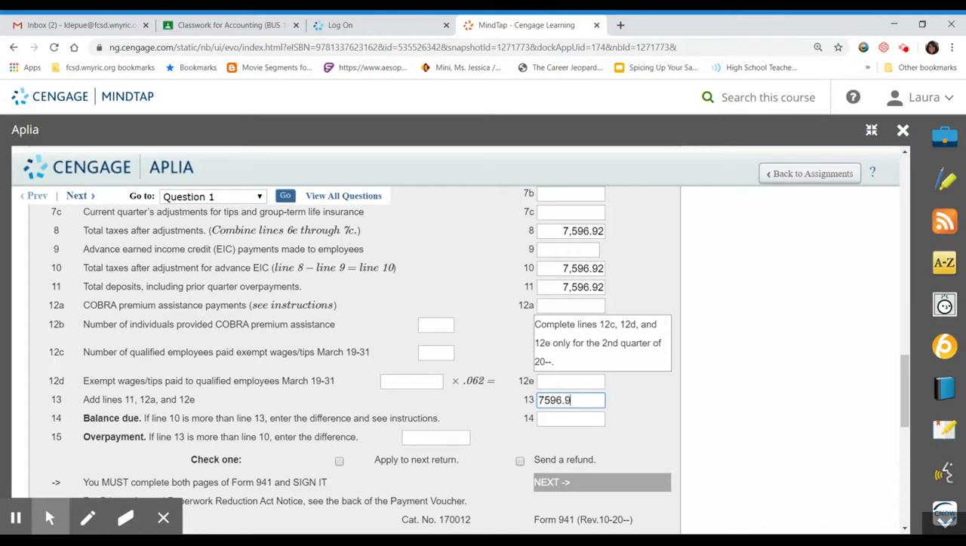7,596.92 is added into several of the lines because a lot of these lines don't apply to what we are doing here. Line 14, the balance due. If line 10 is more than line 13, enter the difference, see instructions. So it's not. So this is also left zero.